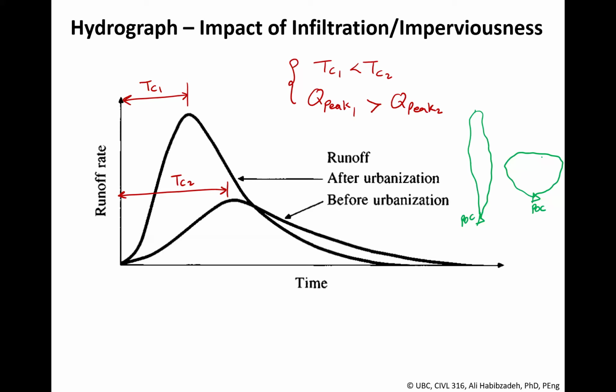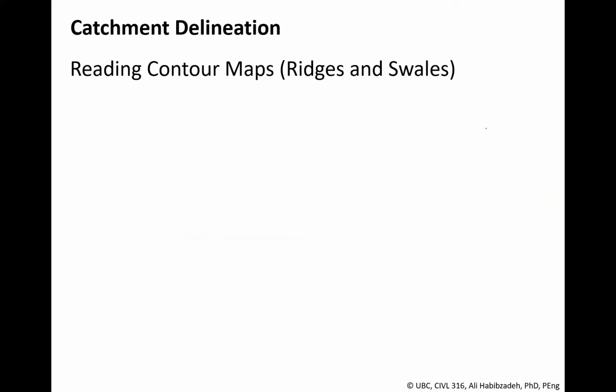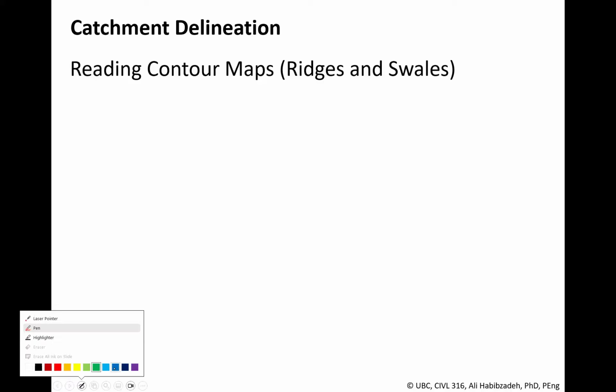So before we get into that, we're going to start looking at a little bit of contour maps, and then use that to do what we call catchment delineation, which means basically looking at a contour map and figuring out where the catchment is, right? So let's do that. Now, a contour map, what is it?